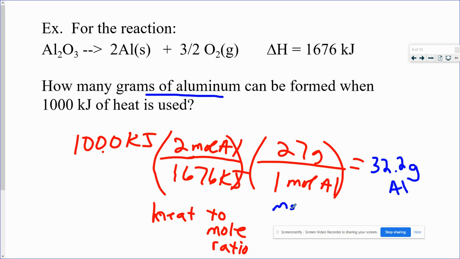and then I can look up the molar mass of aluminum, which is 27, and now I can just multiply and divide. So 1,000 times 2 divided by 1,676 times 27 will give me 32.2 grams of aluminum. Okay, and that is my answer.